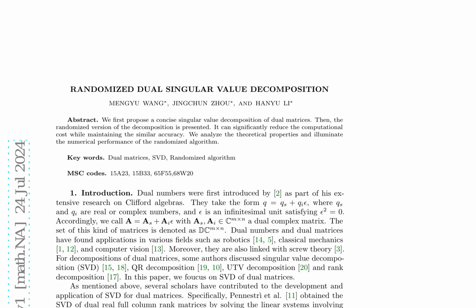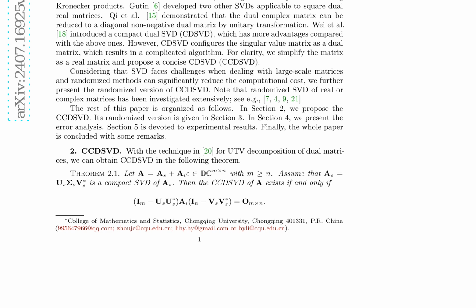The existence of CCD-SVD is characterized by Theorem 2.1, which states that for a dual matrix A equals As plus I epsilon, with As equals Us Sigma_s Vs being a compact SVD of As, the CCD-SVD of A exists if and only if Im(Us) is contained in Vs, equals Omega times n. This theorem provides a concise SVD of dual matrices, simplifying the singular value matrix as a real matrix.